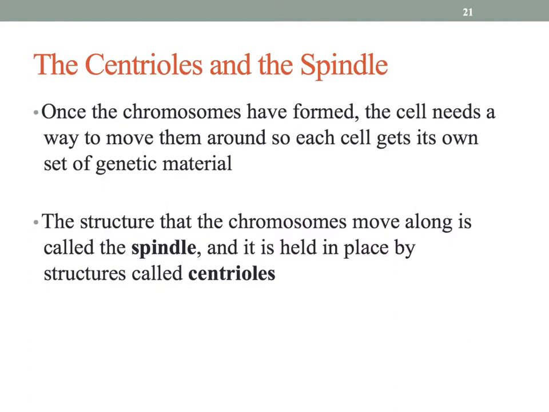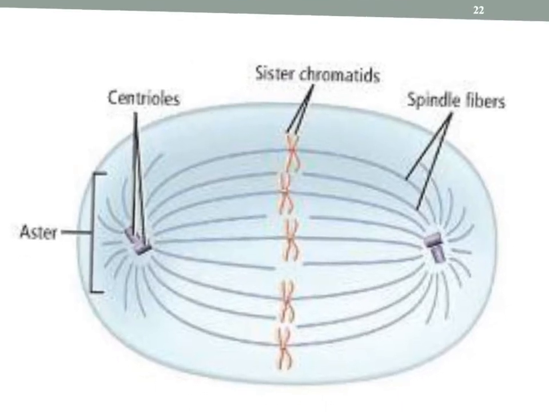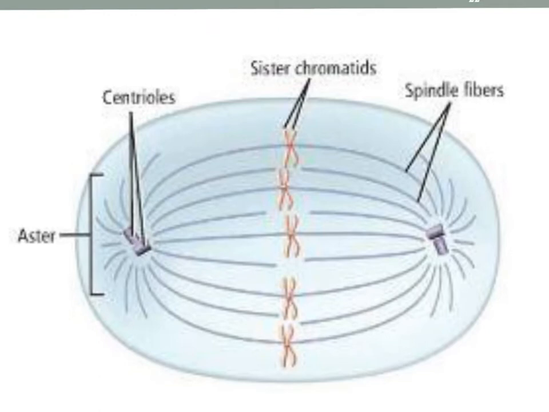The centrioles, remember, are organelles that are found only in animal cells, and they are going to create a structure called the mitotic spindle. I'll show you what that looks like here. This is an example of the mitotic spindle. You can see the centrioles have moved to opposite ends of the cell, and they establish the poles, if you will, of the cell.